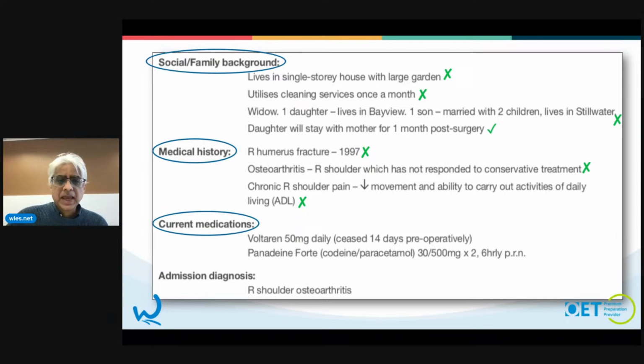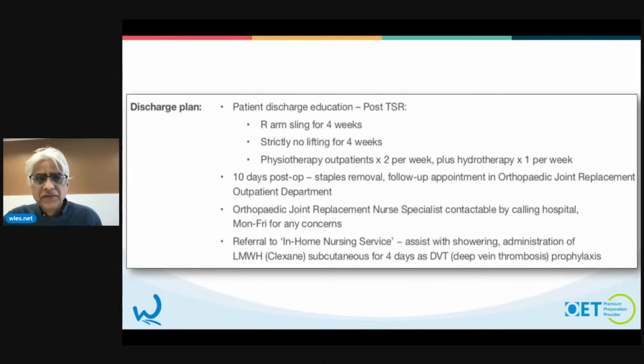Current medications. Again, in real life, you might want to mention medications, but think about the purpose. Does the home nurse need to do anything with medications? If I go back to the discharge plan and just have a read here and see if there's anything about medications. You can see at the bottom, there is something there about, I think it's Clexane subcutaneous, some kind of injection the patient will need for deep vein thrombosis. But nothing else has been mentioned there.